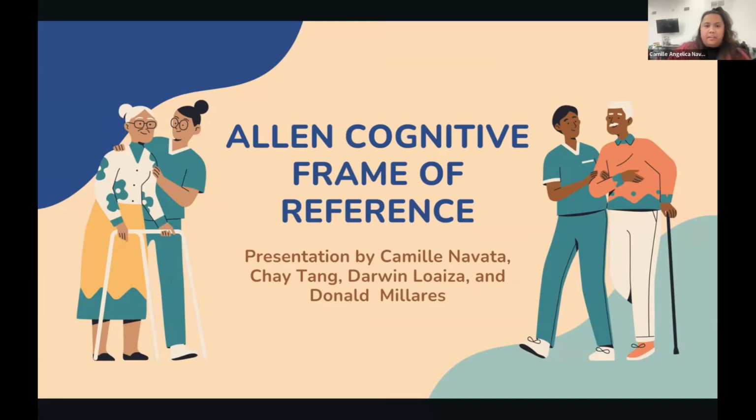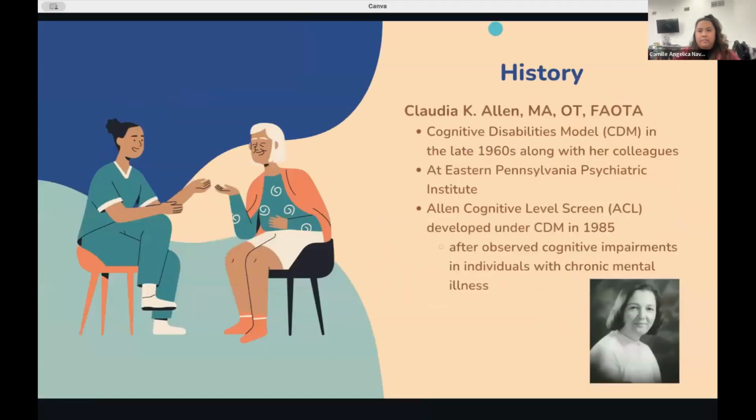Today we're going to be talking about Allen cognitive frame of reference. So we have Claudia K. Allen. She started the cognitive disability model in the 1960s, along with her colleagues at Eastern Pennsylvania Psychiatric Institute. After observing cognitive impairments in individuals with chronic mental illness, they developed the Allen Cognitive Level Screen in 1985. During the 1980s, the model gained traction in mental health settings. Over time, it was refined and applied more broadly, including in dementia care.